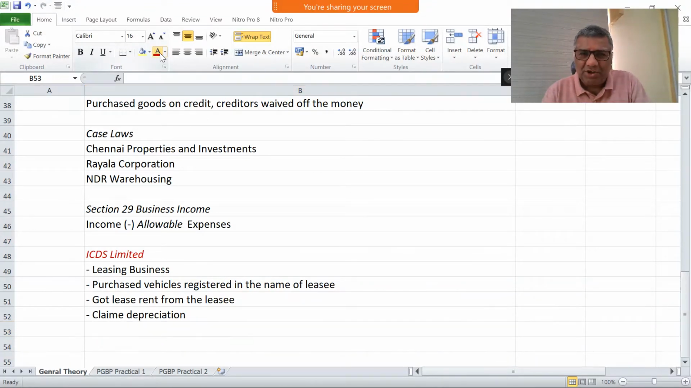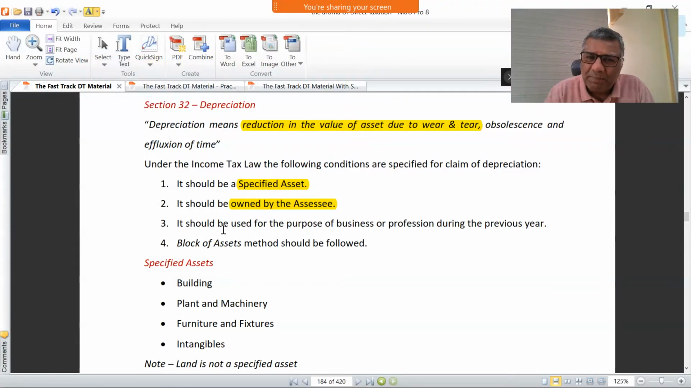So came this concept called beneficial ownership. So came this concept called passive usage. Income tax law always tells us ready to use is also use.